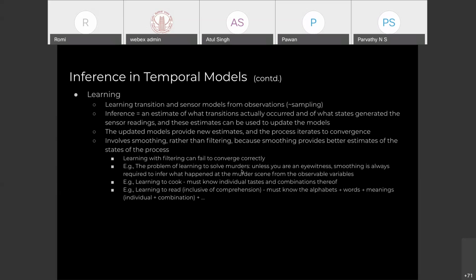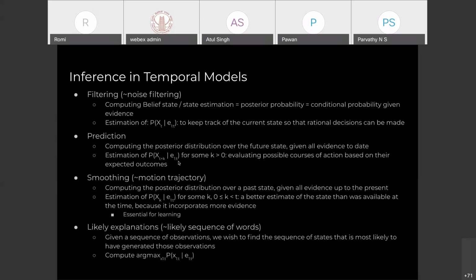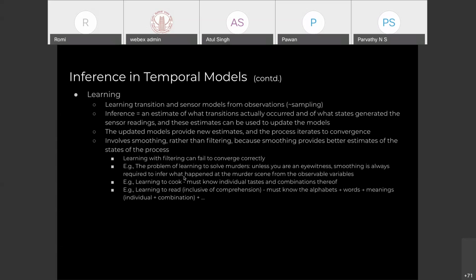This is an example that I found in the book, very, very interesting. Here it says that with filtering, it will be difficult, obviously, because filtering is just about a particular state, the current state, it isn't about the past. So in learning, you definitely have to look at the past. Examples over here are to solve murders. Unless you are an eyewitness, you need to infer what happened from observable variables.